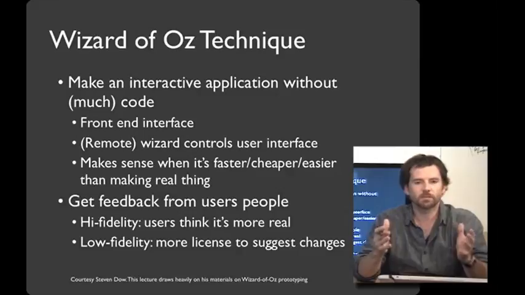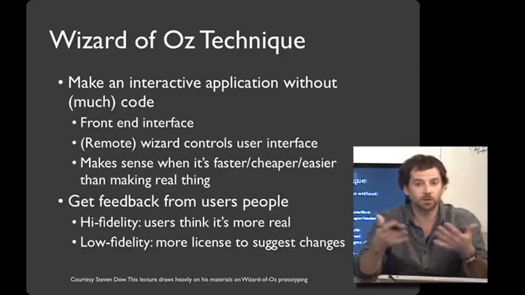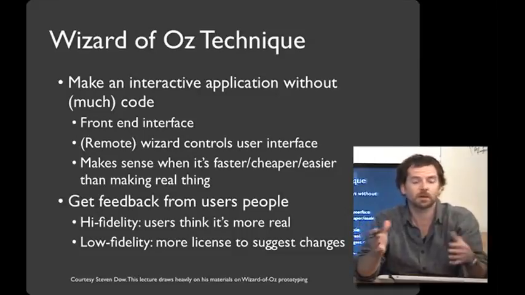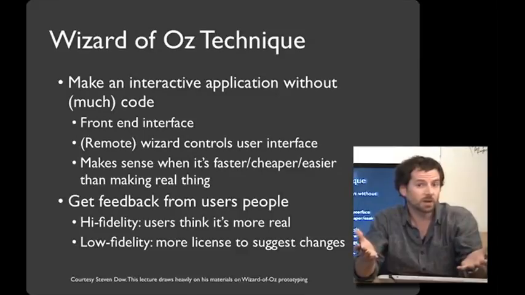A Wizard of Oz prototype makes sense when it's faster and cheaper and easier than building the real thing. And that's going to be especially true anytime you have recognition-based interfaces or personalization that's custom to a user. This trade-off of whether it's cheaper and faster and easier is also going to depend on your abilities. There will be some things that you know how to do quickly and easily and that you might just implement. And there's other things that may be more difficult or more time-consuming for you, and those you'll choose to Wizard of Oz. Wizard of Oz prototypes, like almost any other kind of prototype, can be higher or lower fidelity.